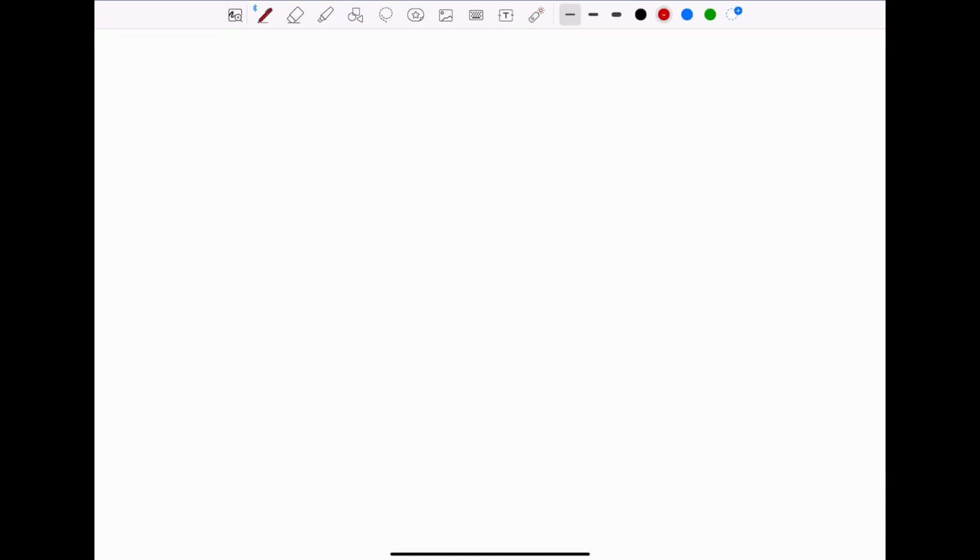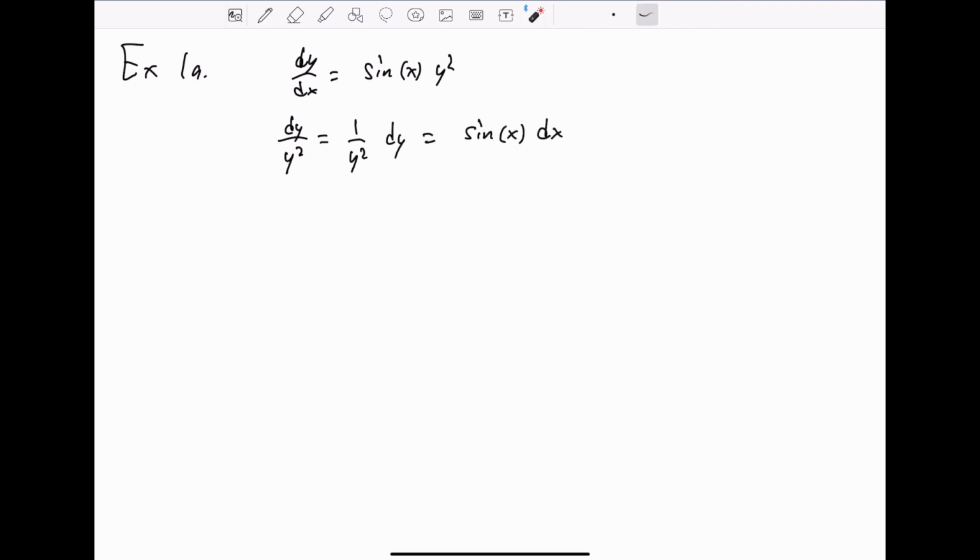For example 1a, we have the differential equation dy dx equals sine of x times y squared. The first step here is to separate the variables. I'm going to move the y squared to the other side, and then the dx I'll move to the right-hand side. So separating the variables, I'll have dy divided by y squared, and actually I prefer to write that as 1 over y squared dy. This equals sine of x dx. So once again, multiply both sides by dx, divide both sides by y squared. That separates the two variables x and y.